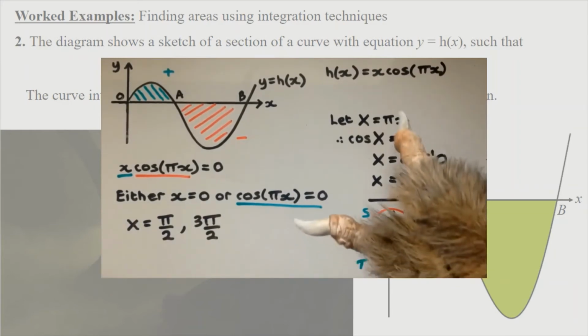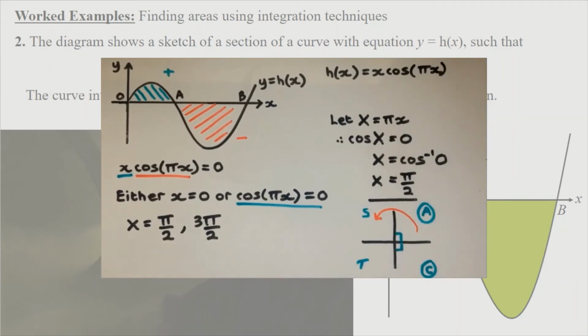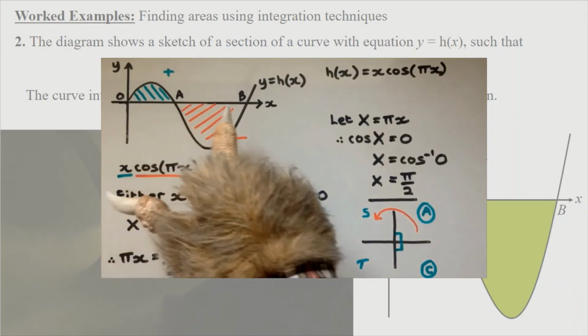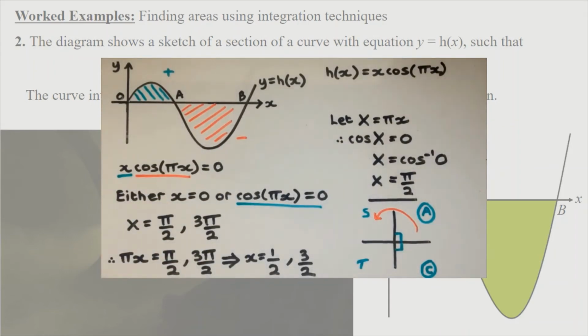Subbing pi x back in now, we now have this. So therefore, pi x equals pi over 2, or 3 pi over 2. And I'm just going to do an implies now. So we've got our answer. So dividing through by pi, we're going to have x is going to equal a half, or 3 over 2. Great. Now we have the x coordinates of a and b, and we can set up our integral.